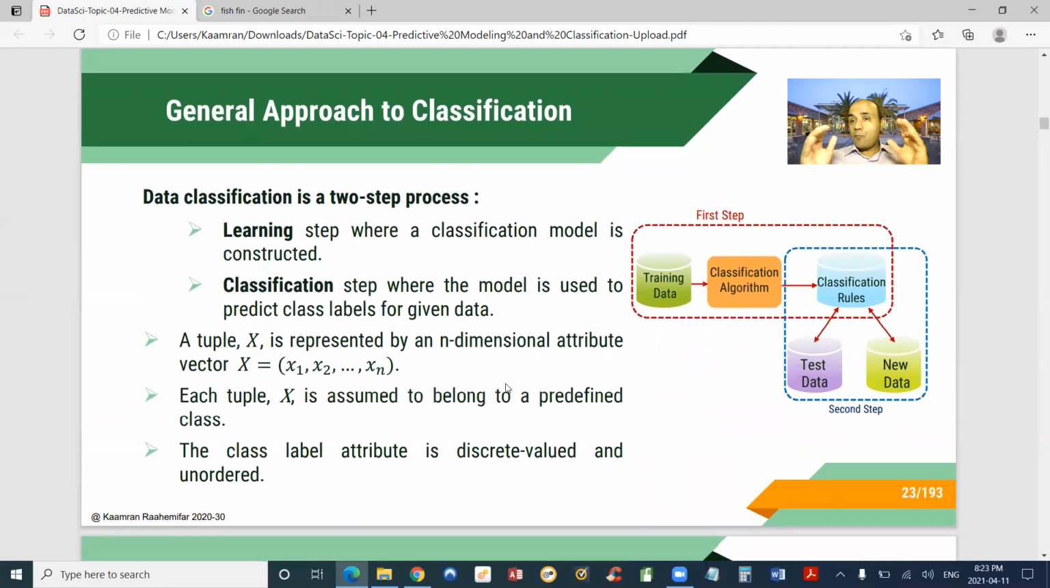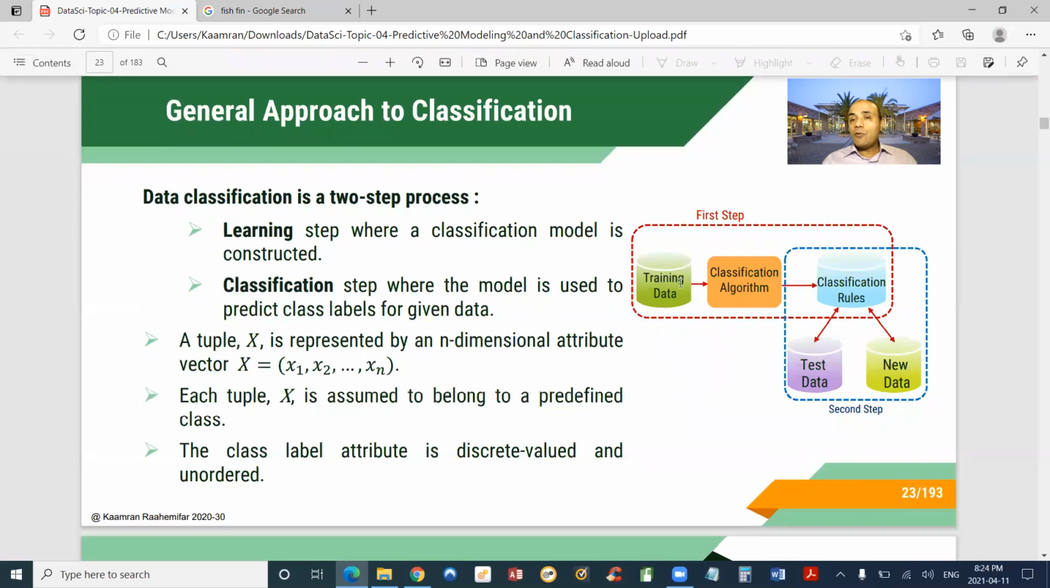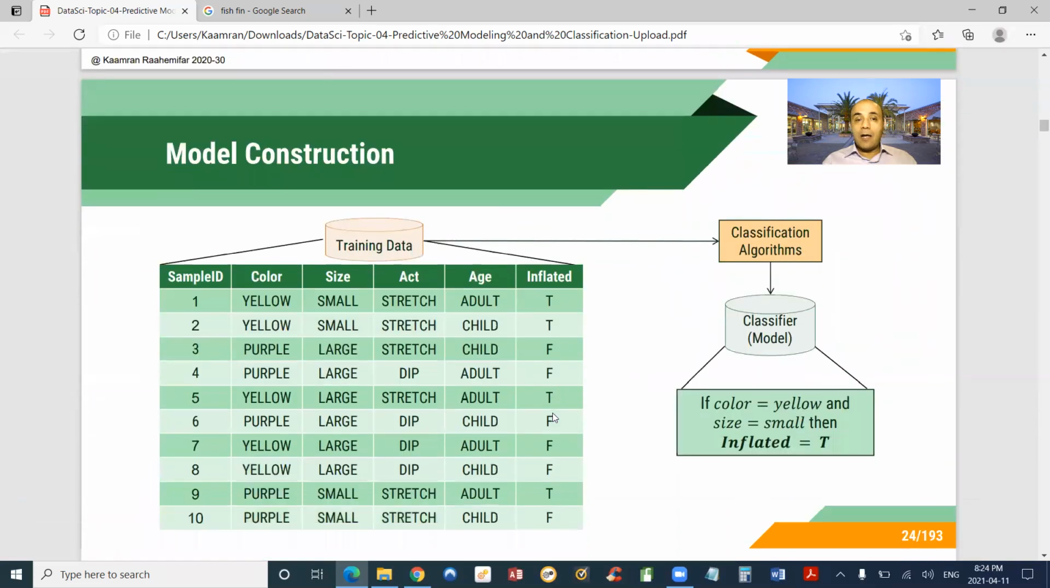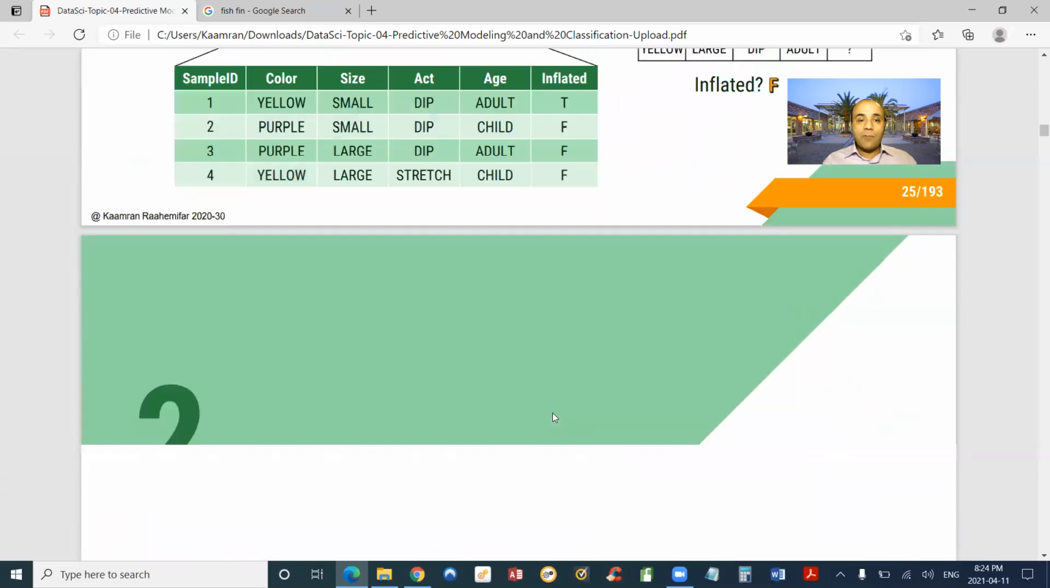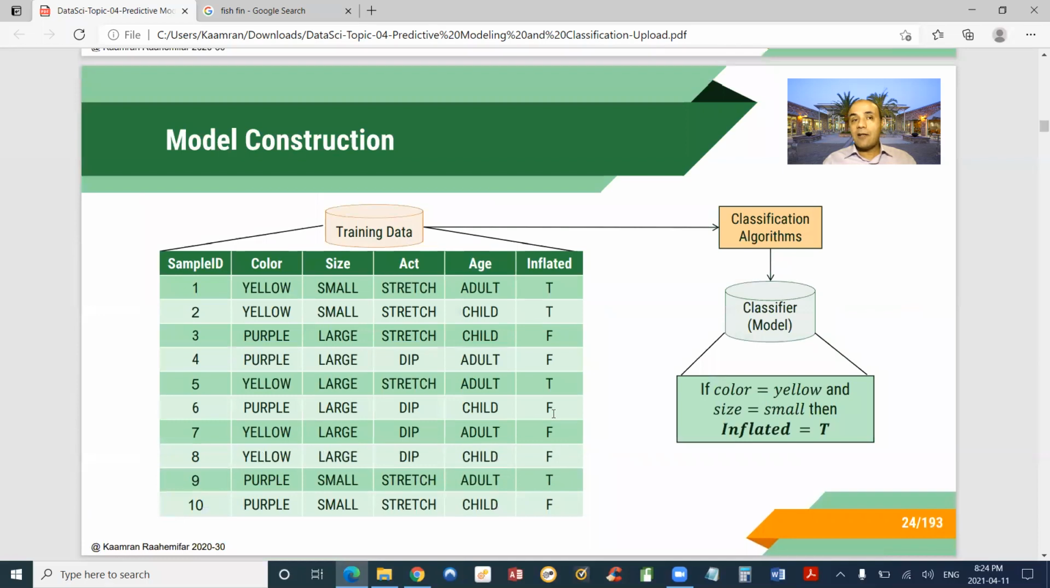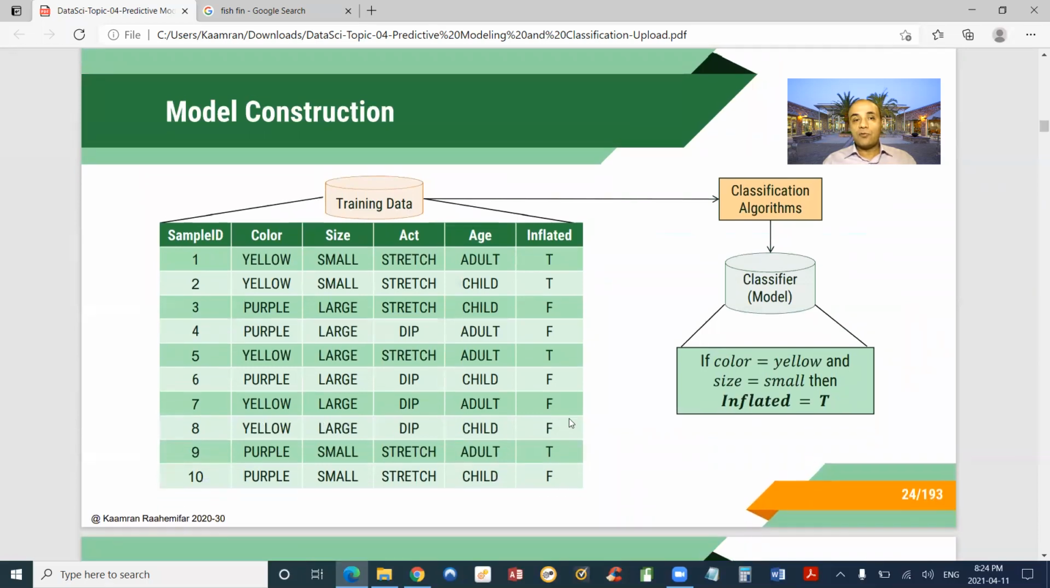Let's take a look at this. I'm going to continue this and I'm going to close this in a moment. The way we are going to do it, we have a training data, we have a classification algorithm, we are going to identify the classification rules, we are going to apply that to the test set, and then we are going to see the new data. I'm not sure how many are left. Yeah, there are 2 more left. So I'm going to continue and finish this, and then I'll go to part number 2.